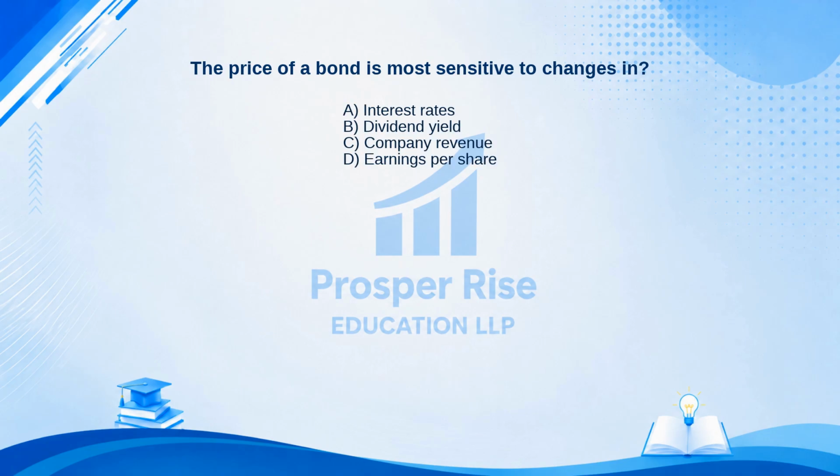Here are your options. A. Interest rates. B. Dividend yield. C. Company revenue.